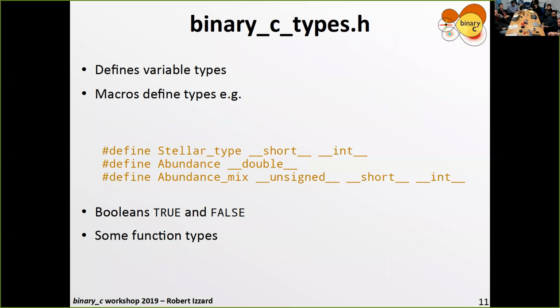Well, they're all defined as short ints, which means short integers. Because they're only numbers between 0 and 15, you only need a short int. You don't need much for them. Chemical abundances are defined as double precision floating points, because they can be any value you want.